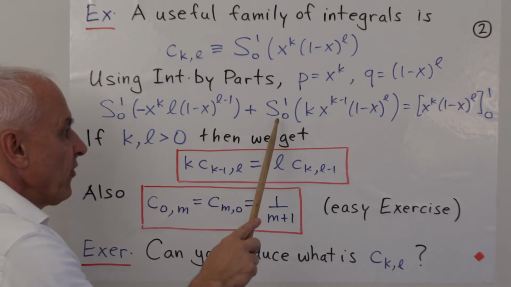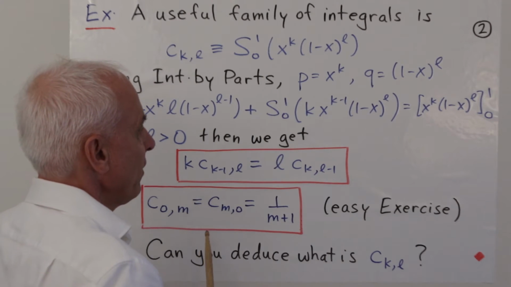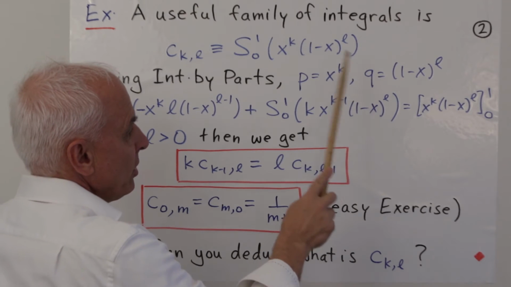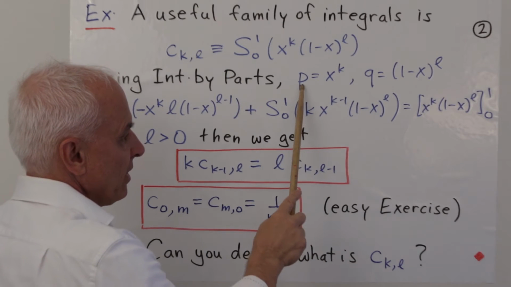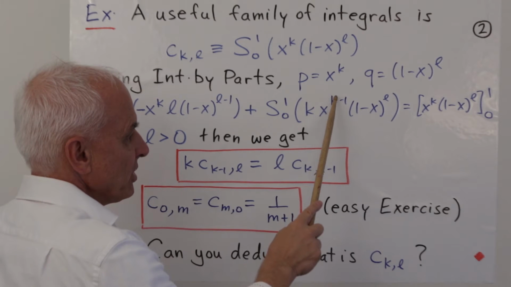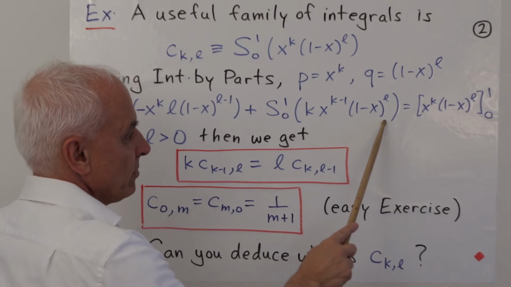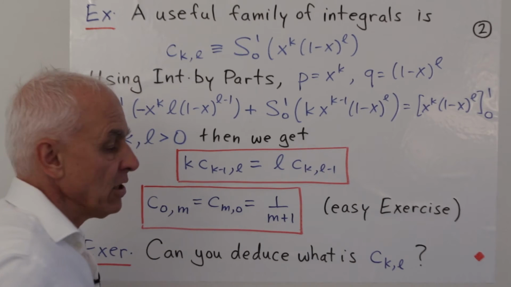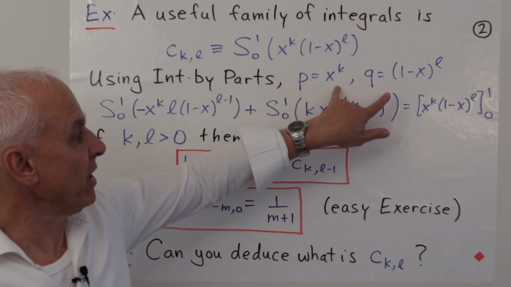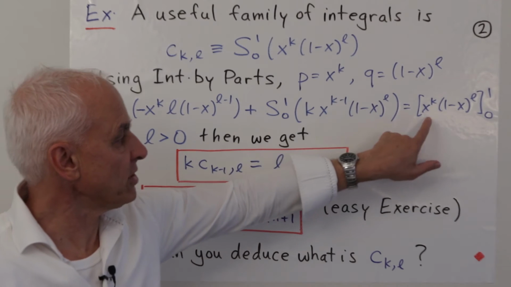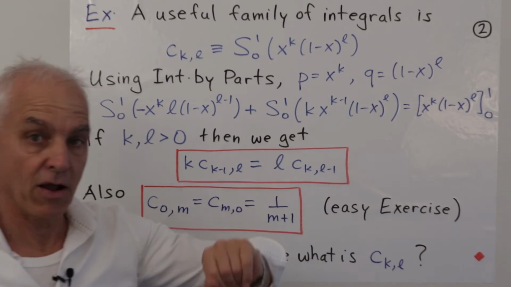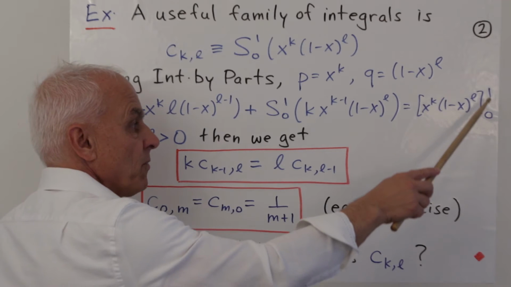The next term is the integral from 0 to 1 of q dp. So we're taking the derivative of the p term, which is k times x to the k minus 1, times the q. And altogether that's equal to the product of these two things, p times q, which is x to the k times 1 minus x to the l, evaluated from 0 to 1.